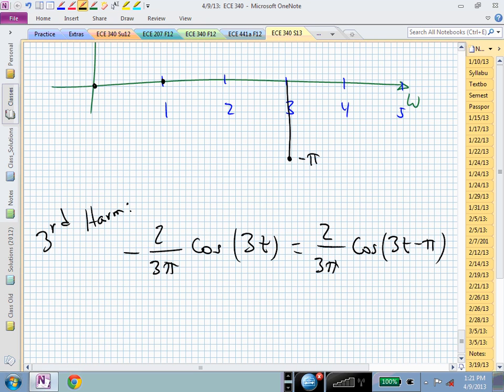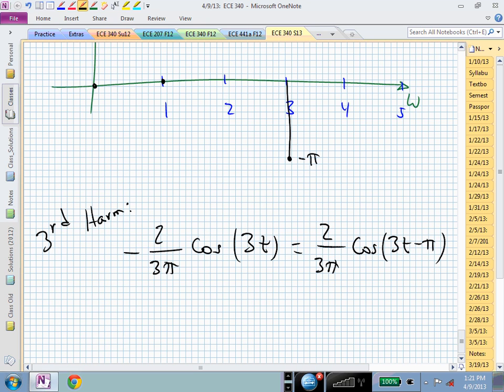Questions on the line spectra? Now if you have little a's and little b's, you can find the compact trigonometric Fourier series. Once you have the compact trigonometric Fourier series, you better be able to sketch the line spectra. If I give you the line spectra, you better be able to write down little x of t in the time domain. You should be able to go back and forth.